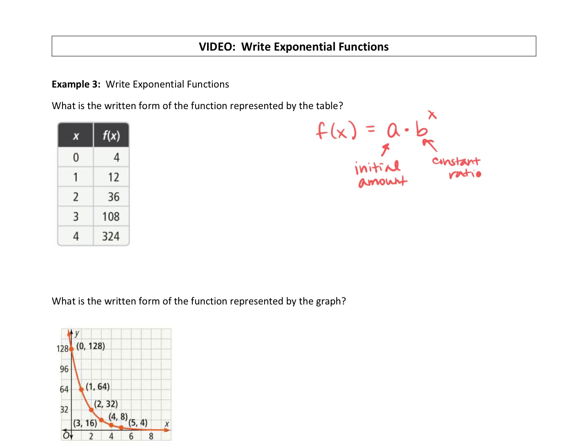It's kind of like y equals mx plus b. Can you find the m and the b, the slope and the y-intercept? Now we're looking for the a and the b. This b has a different meaning. Can we find the initial amount and the constant ratio?